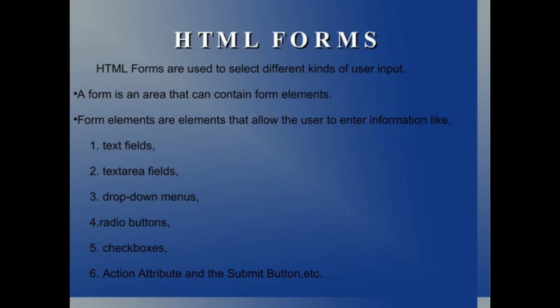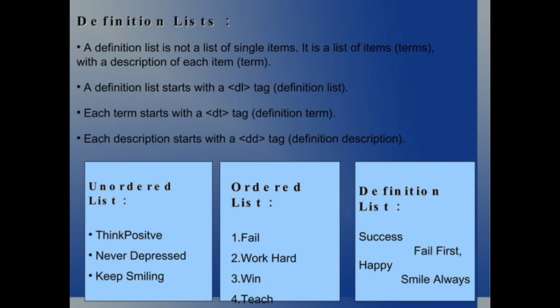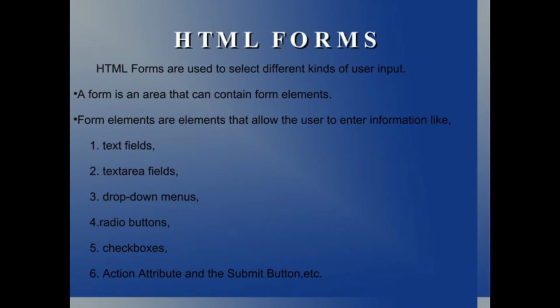What are the forms in HTML? Forms are used to select different kinds of user input. A form is an area that can contain form elements. Form elements allow the user to enter information, like text fields, text area fields, drop-down menus, radio buttons, checkboxes, action attributes and submit buttons.